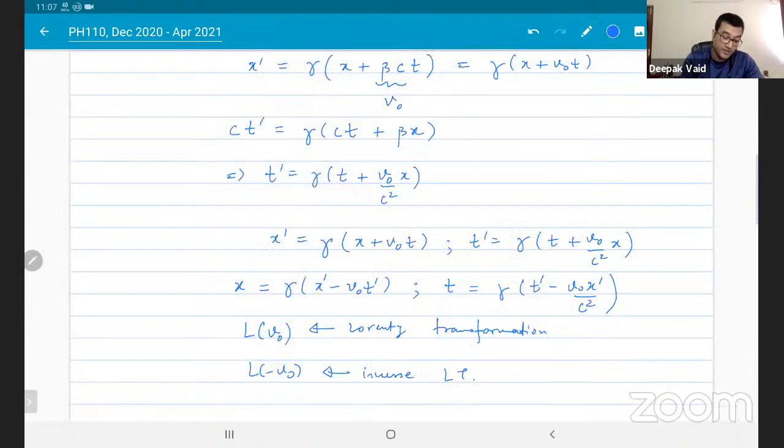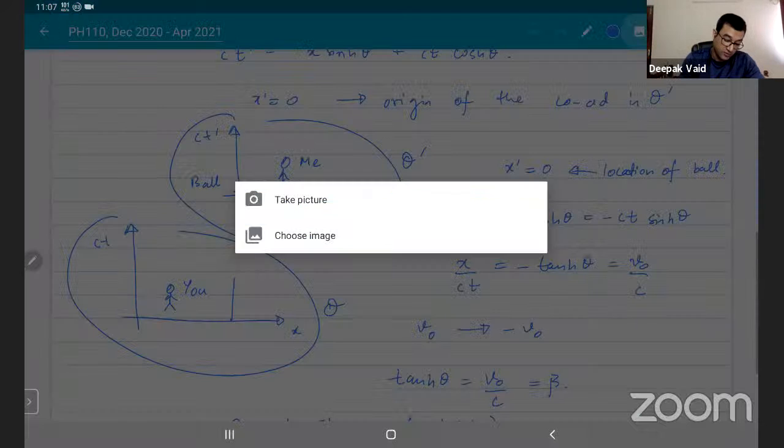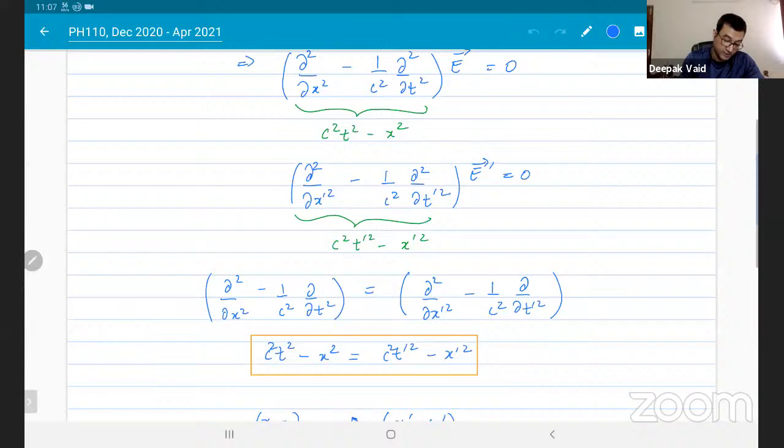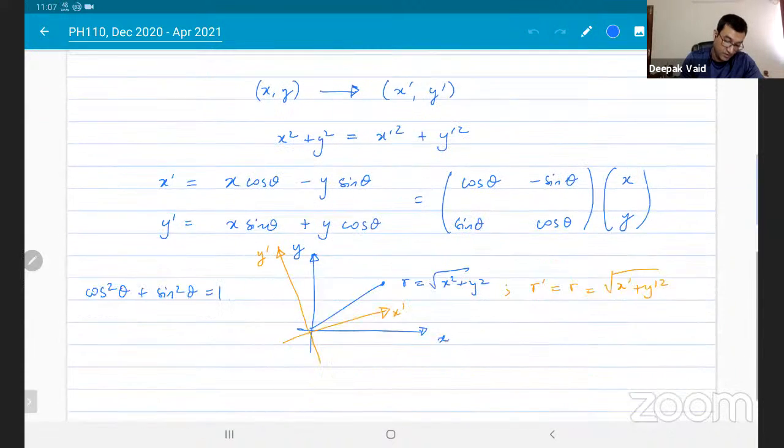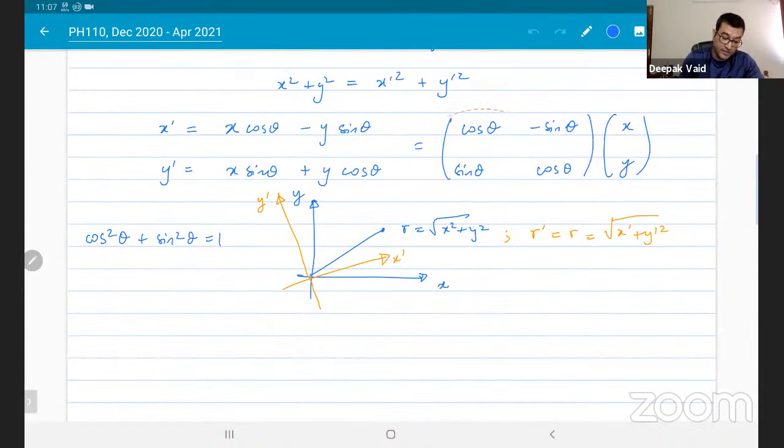It's just the same way that when I talk about rotations, whether I rotate this way or this way, they are both rotations. Whether I rotate by plus theta or minus theta, they are both rotations. It's the same thing.